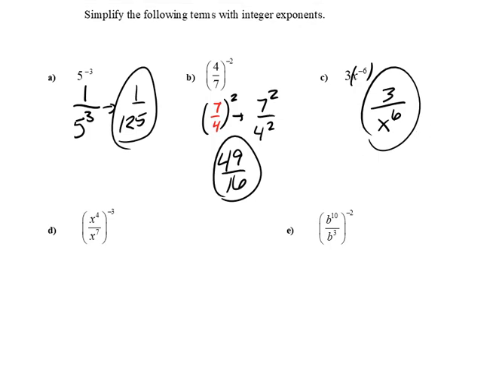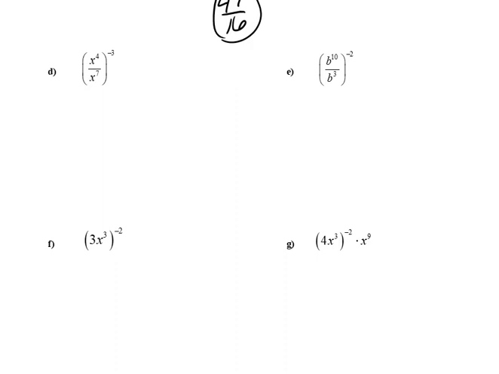All right, scrolling down, we'll look at D and E here. Both of these problems, excuse me, again have negative exponents. So like this one here, we could look at the inside, x to the 4th over x to the 7th, and cancel. This would be the same as 1 over x cubed. So there's 3 factors left in the denominator.